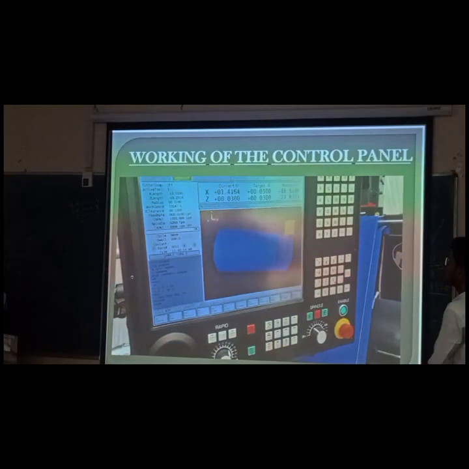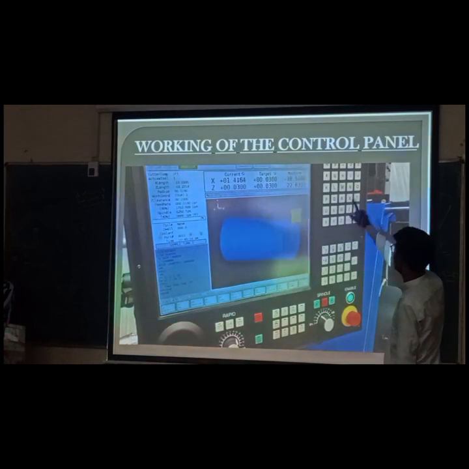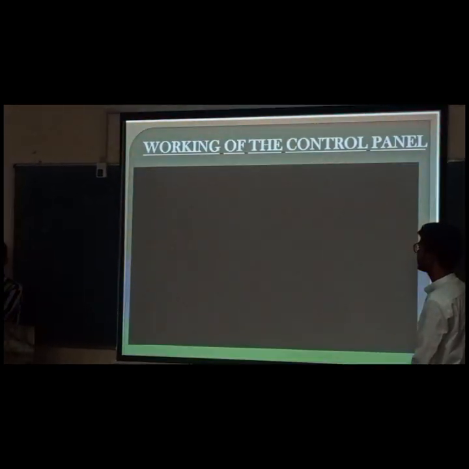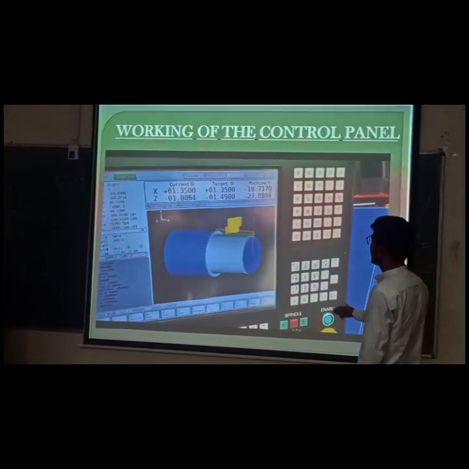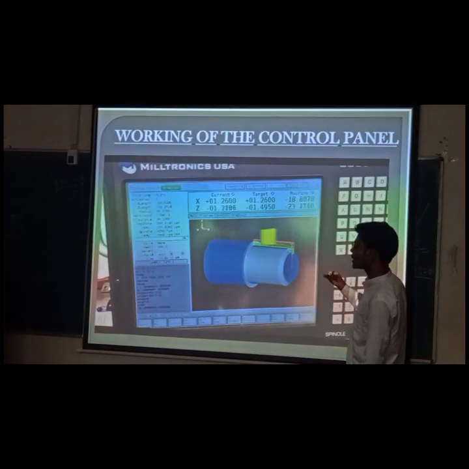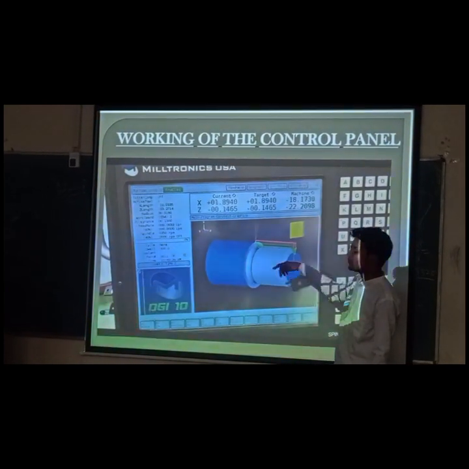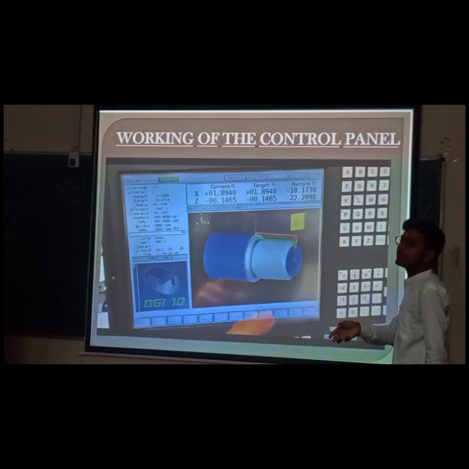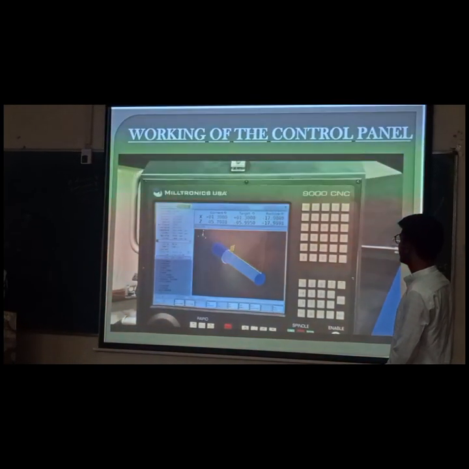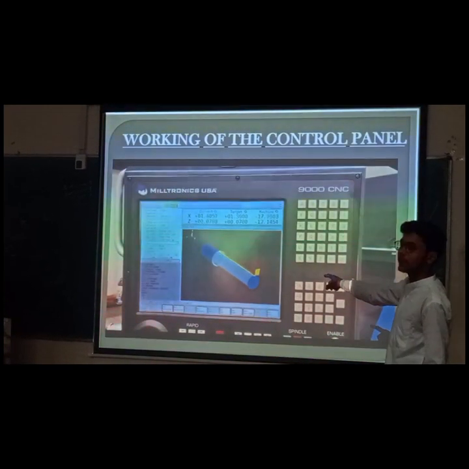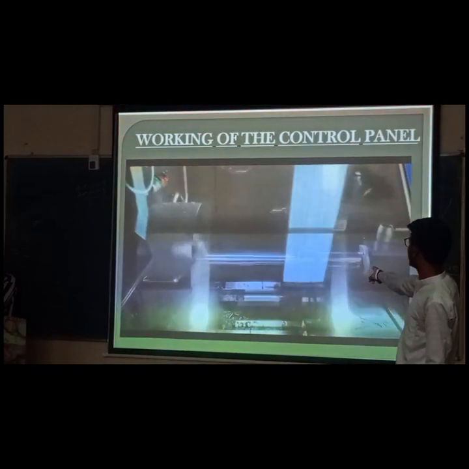Working of the control panel. Here is a workpiece which is being cut, and it is displayed on the monitor. In the CNC lathe machine, our workpiece is being cut, and there is a model which shows what operation will be performed on our workpiece. Here our operation is conducted on the CNC machine. Our rod is being cut by the cutting tool.